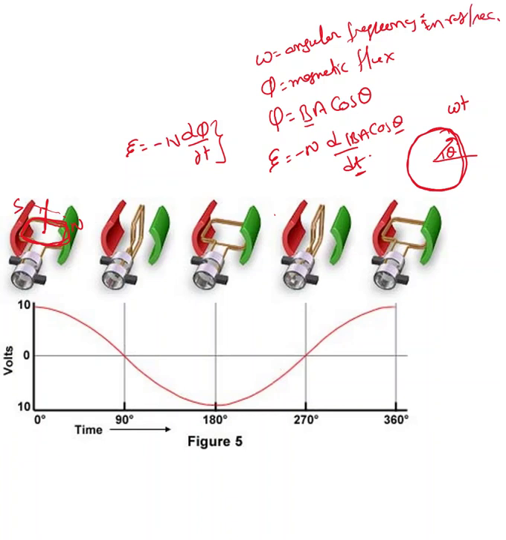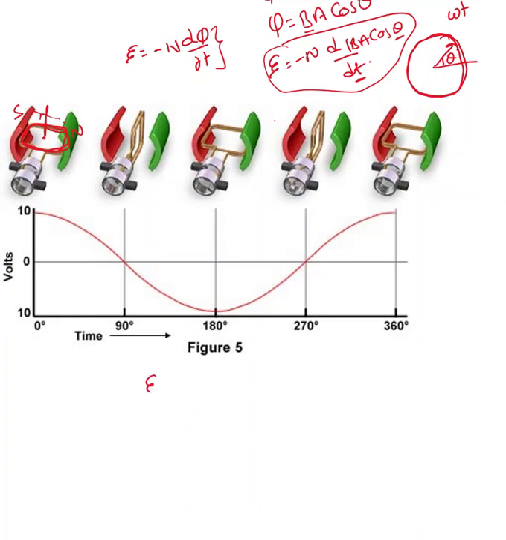Now if I substitute this, we end up with E equals minus N times, and B and A are constants, so I pull them out, d cos omega t over dt. Here you see only one coil, but I'm going to keep N as it is. If I differentiate that, we end up with N B A omega sine theta. This is the induced EMF in this coil.